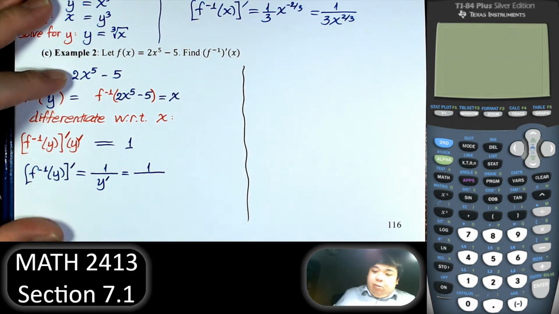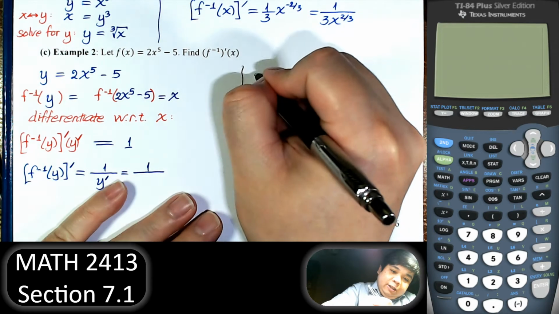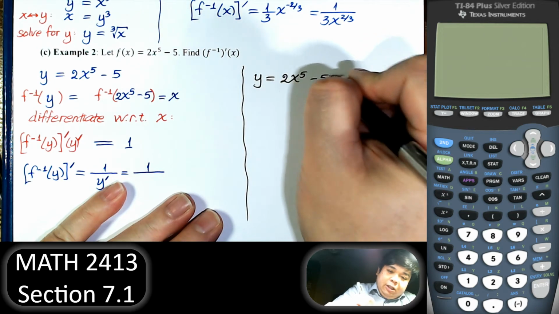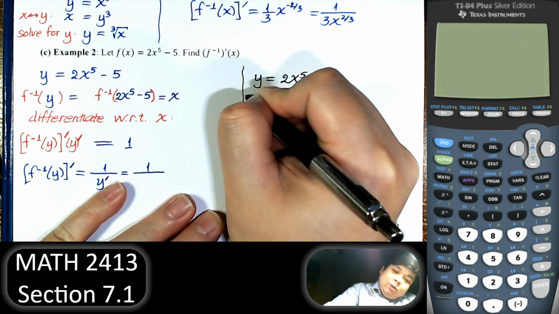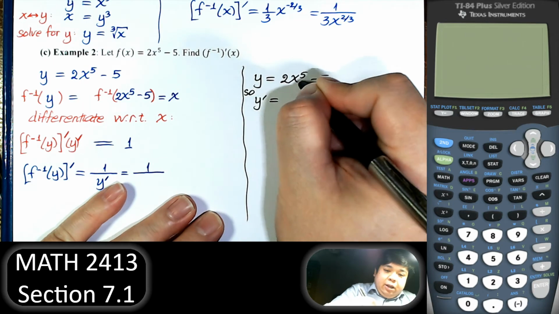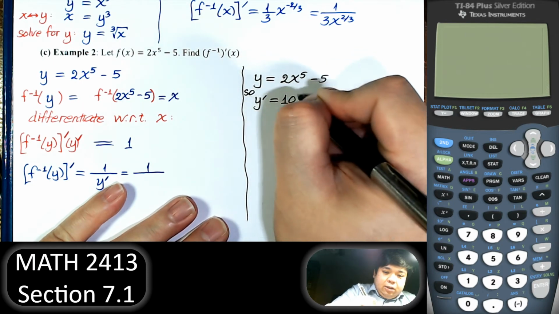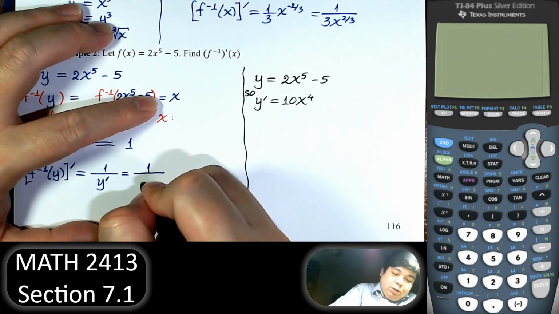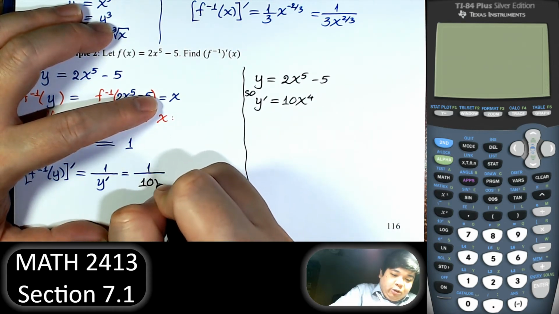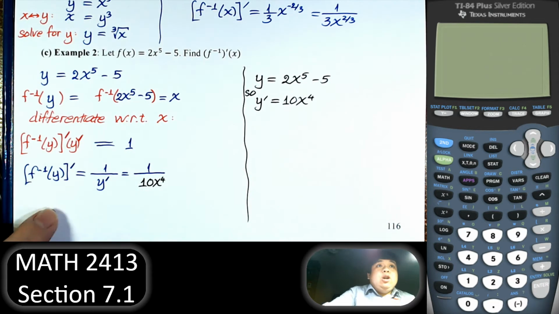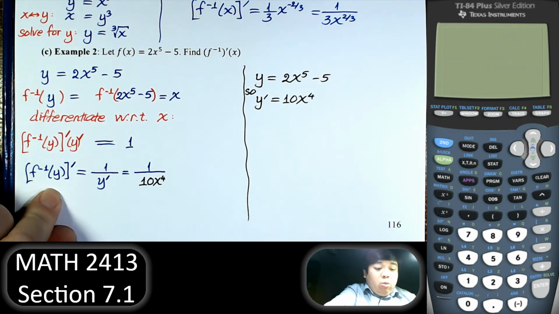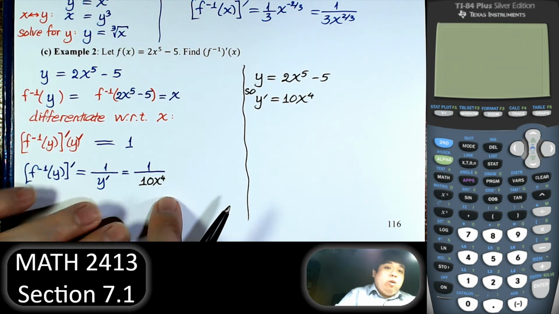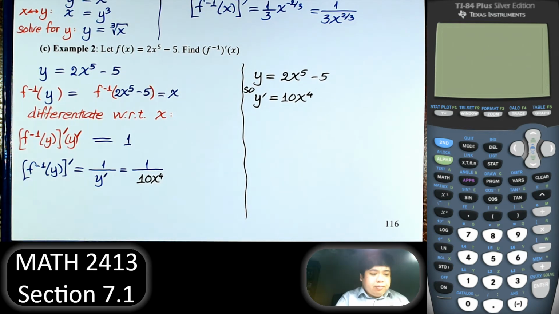Now, if y is equal to 2x to the 5th minus 5, then y prime is equal to 10x to the 4th. So the derivative of the inverse as a function of y is 1 over y prime, and y prime we can solve easily, 10x to the 4th.